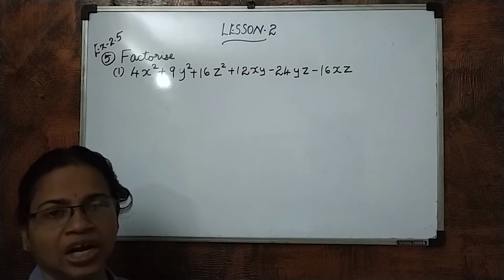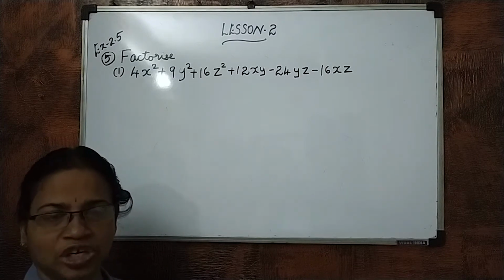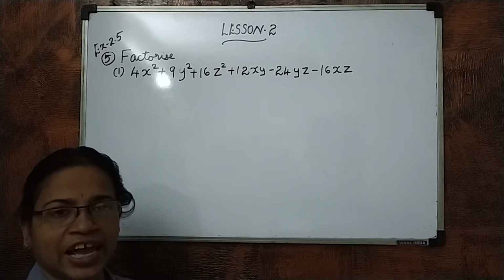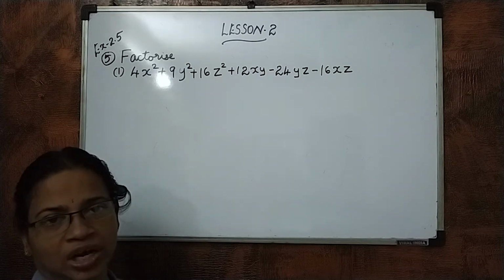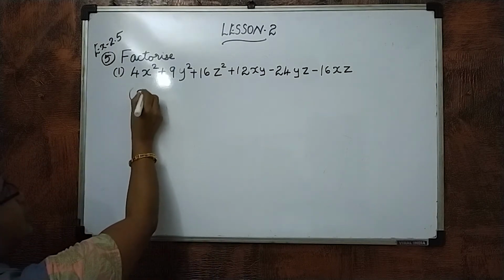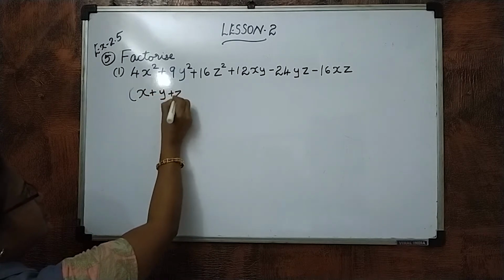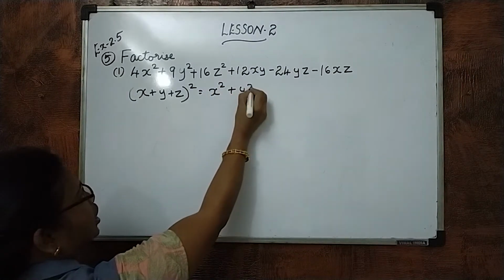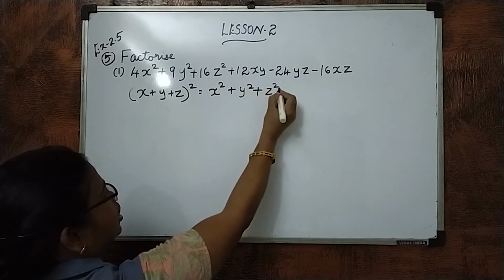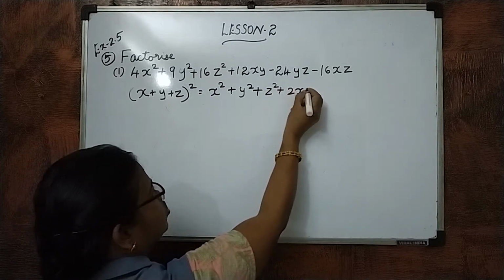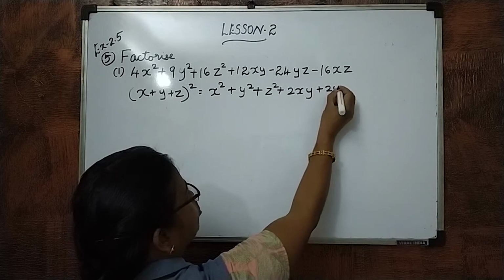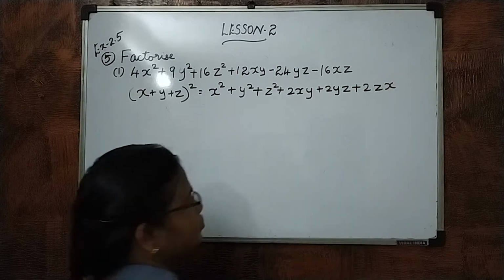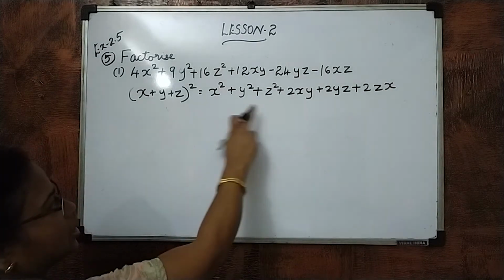a plus b the whole square, a minus b the whole square, x plus a into x plus b, a square minus b square. Then what is the next one? x plus y plus z the whole square. What you have learned is that it is equal to x square plus y square plus z square plus 2xy plus 2yz plus 2zx.